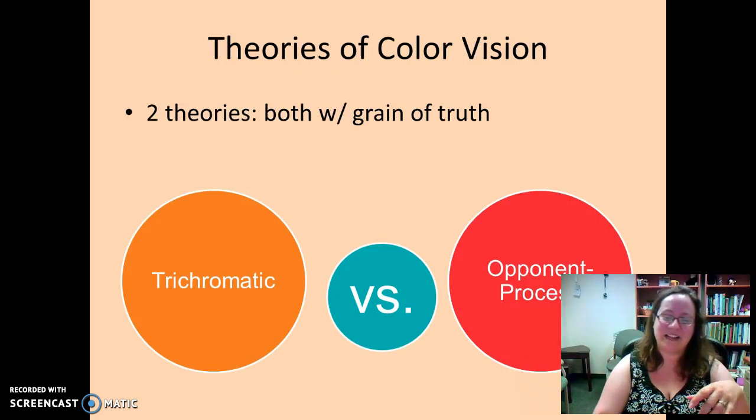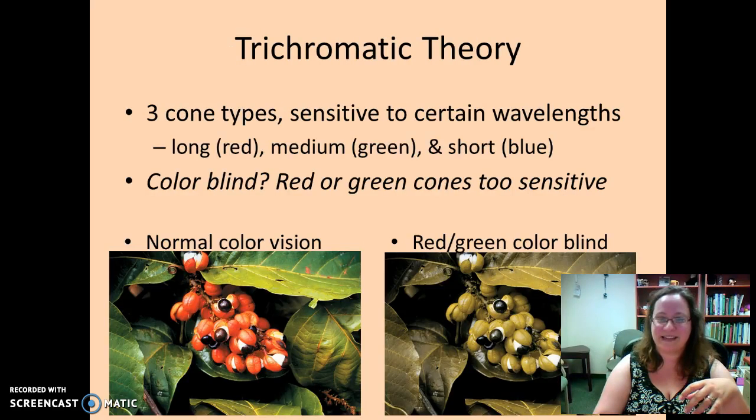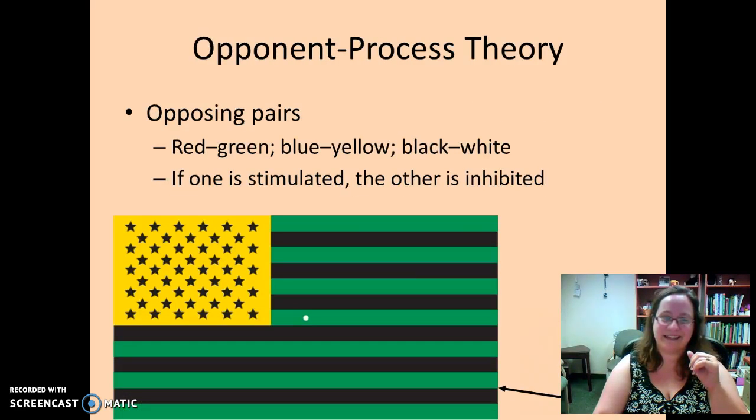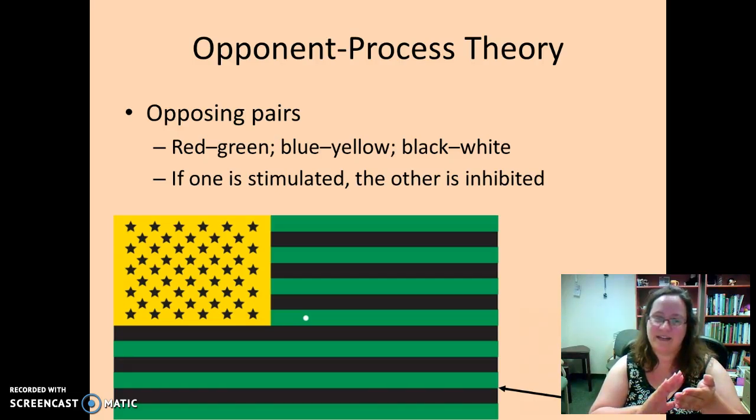We've got some theories of color vision that you can review. Both of these have a grain of truth. The trichromatic theory is the idea that we have 3 cone types. This can help to explain color blindness. The opponent process theory, instead of having different cone types, says we have opposing pairs. When one is stimulated, the other is inhibited. And this helps explain things like afterimages.